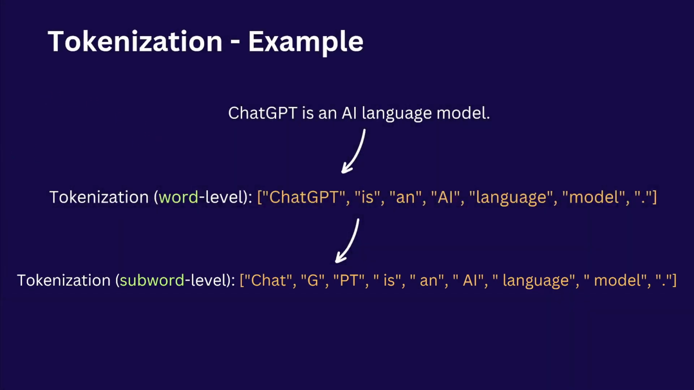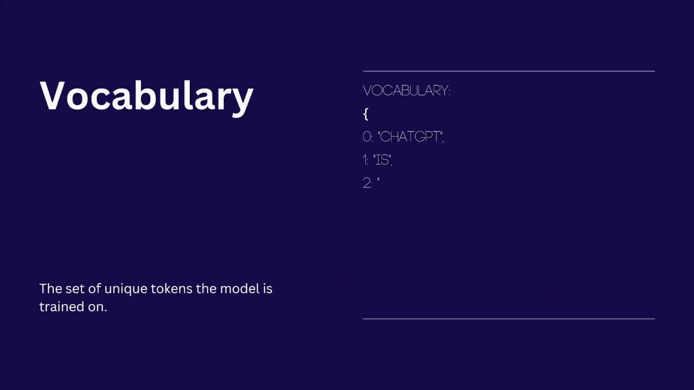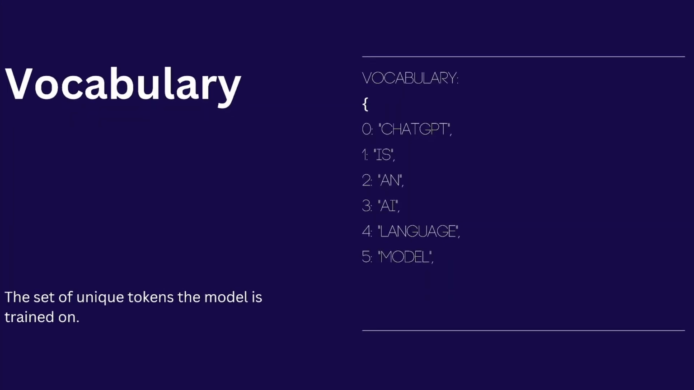Nothing changes. The vocabulary is the set of unique tokens that the model is trained on. It contains all the words, all the subwords, all the characters that the model can recognize and process. The size and the coverage of the vocabulary directly impact the model's ability to understand and to generate diverse and accurate text. So here, a vocabulary is the set of unique tokens that a model is trained on.